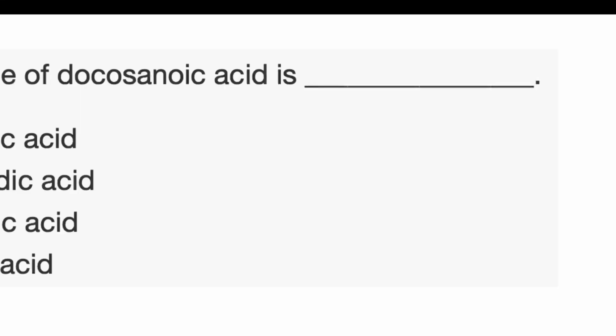An example of docosanoic acid is dash. What is an example of a docosanoic acid? Option A, behenic acid. Option B, arachidic acid. Option C, caprylic acid. Option D, lauric acid. These are all fatty acids. You have to tell me which of these is an example of a docosanoic acid. For that, you have to know what docosanoic acid is. Let's wait for a minute and collect some answers.